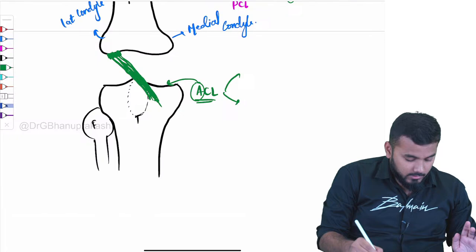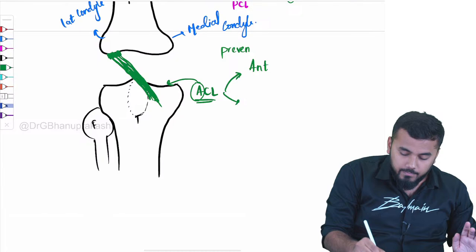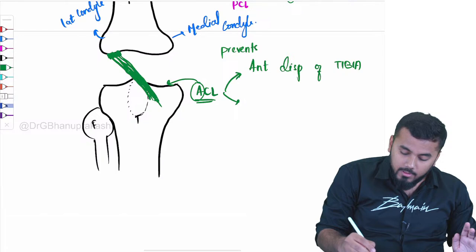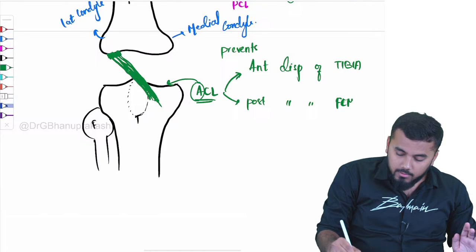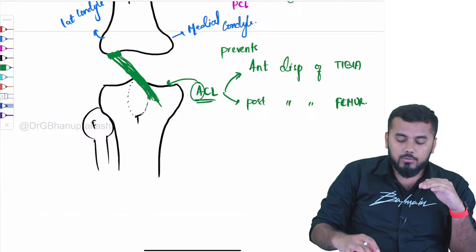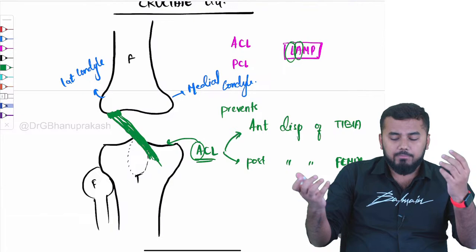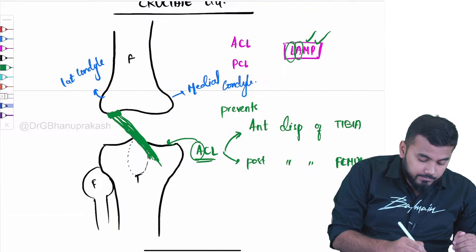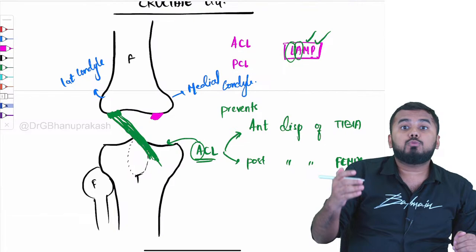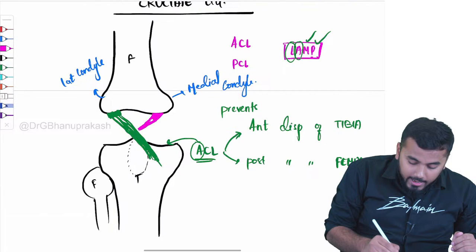So it prevents anterior displacement of tibia and posterior displacement of femur. Okay. So once I have learned anterior, then opposite of anterior is posterior. The same thing. So what does M and P stand for? M stands for, look here, it starts from the medial condyle. And P means posteriorly. It attaches posteriorly. It starts from the medial condyle, comes like this, and it attaches to the posterior surface of the tibia. Okay. So let me show you that thing.